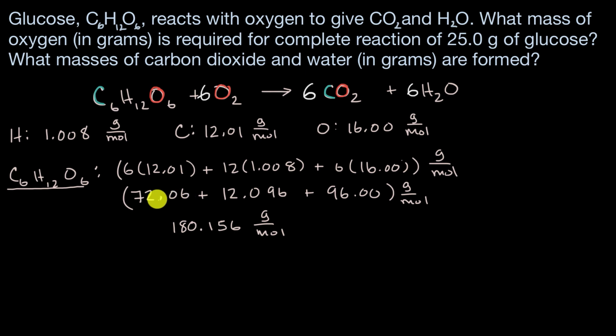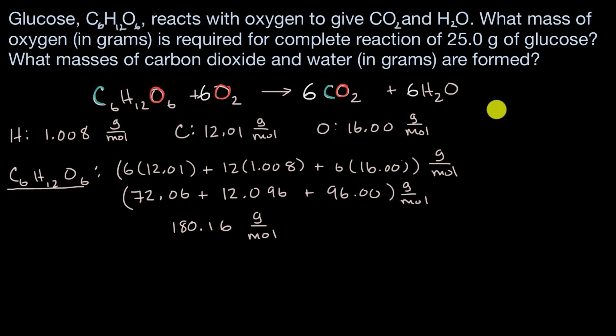And then when I add these numbers together, I need to round to as much precision as I have in the least one. So here I go up to the hundredths, up to the hundredths, up to the thousands. So I need to round this actually to the hundredths place. So this is going to be 180.16 grams per mole of glucose. And now let's think about the other molecules.